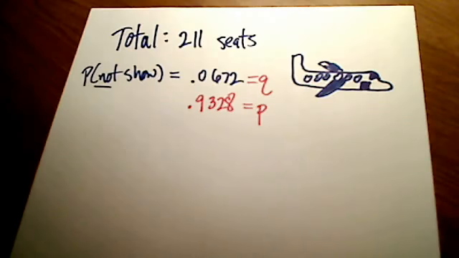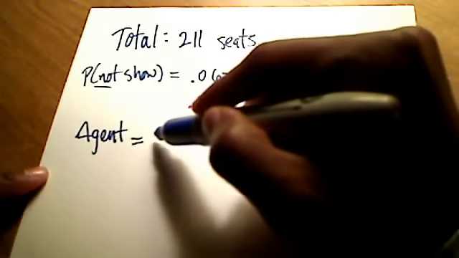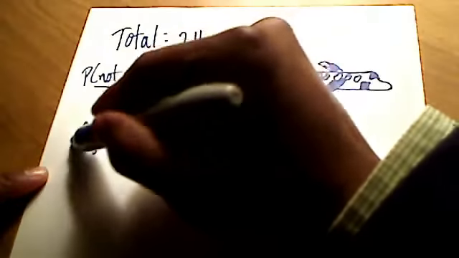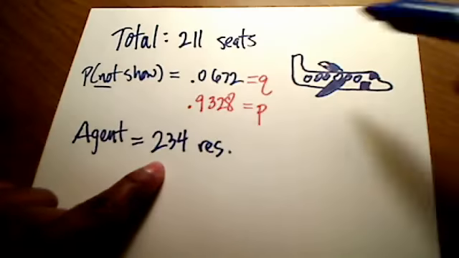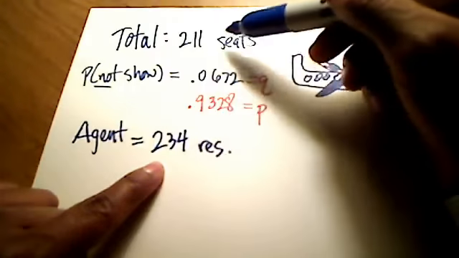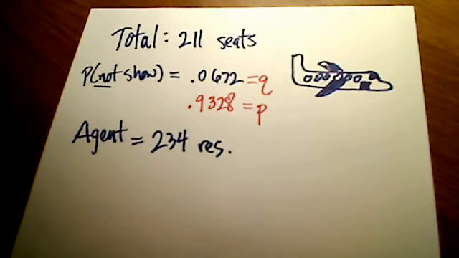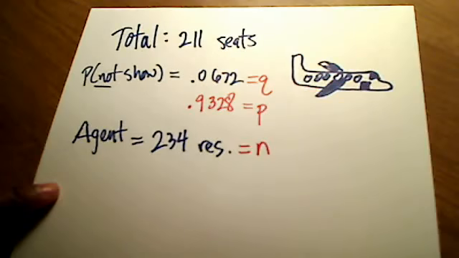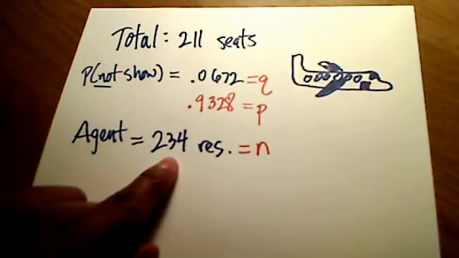Okay, let's keep going. The other thing that they told us was that a booking agent actually overbooked this flight by taking 234 reservations. That's pretty interesting. Now that's quite a bit more than 211 seats. They really overbooked this flight, didn't they? That might be a concern later on. We'll see. Well, those 234 reservations that they took is my n. That's my sample size, so I've got an n of 234.